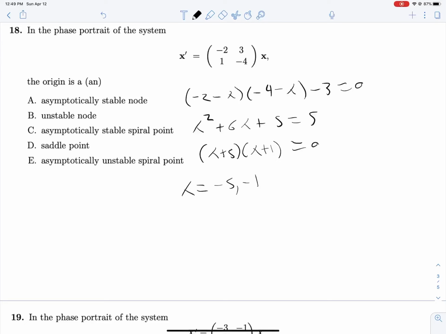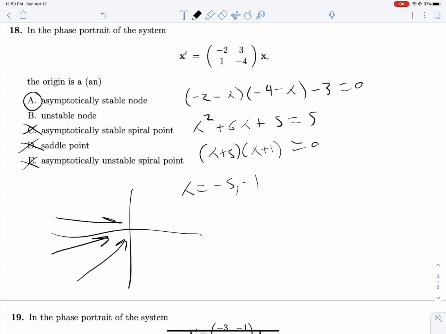and this gives us λ = -5 and -1. When our eigenvalues are like this, both negative, we know that we are not getting any spiral behavior. We also know that we're not getting a saddle point, because that occurs when we have one positive and one negative eigenvalue. In fact, this is just going to be an asymptotically stable node where all initial conditions will flow in radially towards the origin as time goes on.